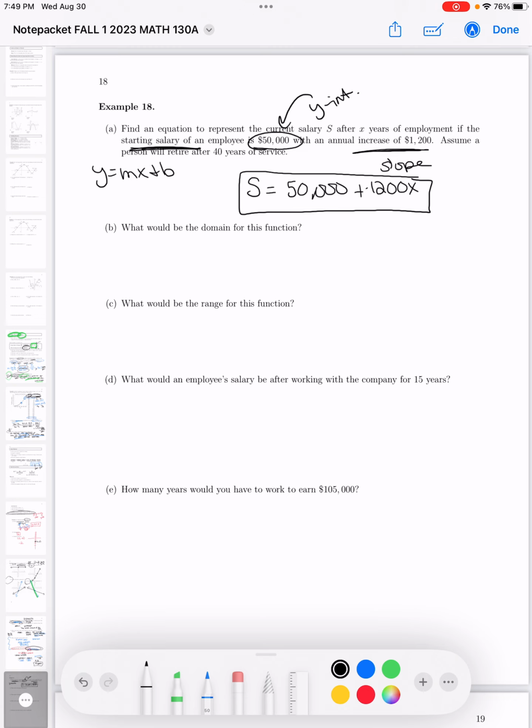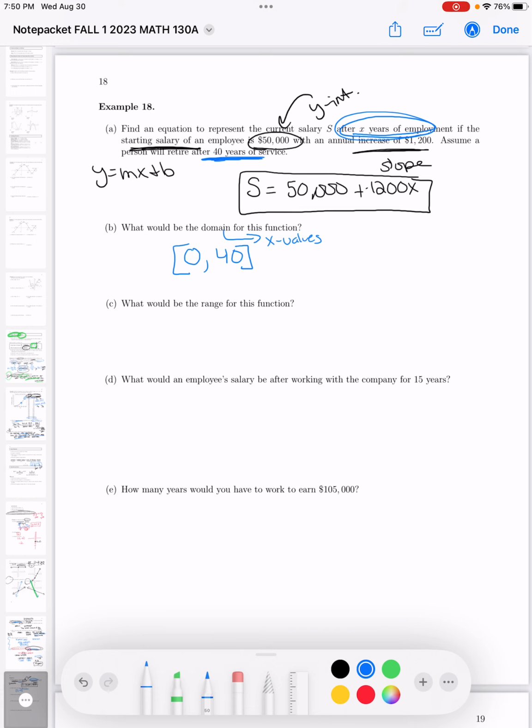The domain are the X values. So in this case, X is the number of years. So when we start a job, that's year 0. And it tells me we're going to retire after 40 years. And I knew this was the domain because the domain are the X values. These are going to be brackets. We saw some of these when we met together. We said you could be in year 0, you could be in year 40, so those would be brackets.